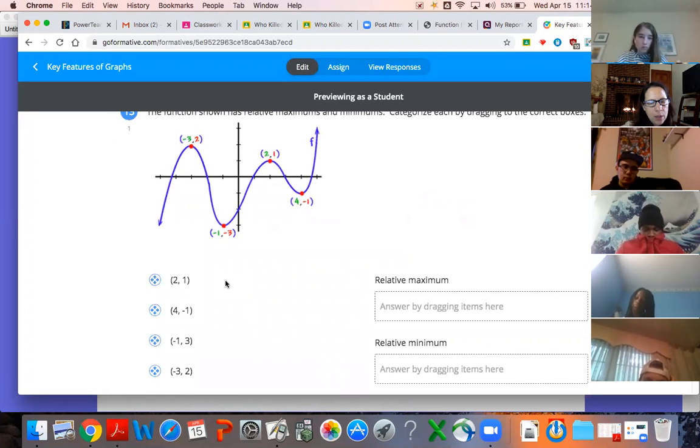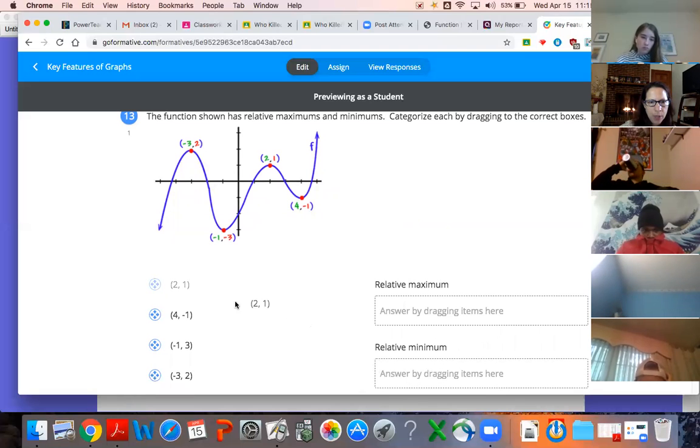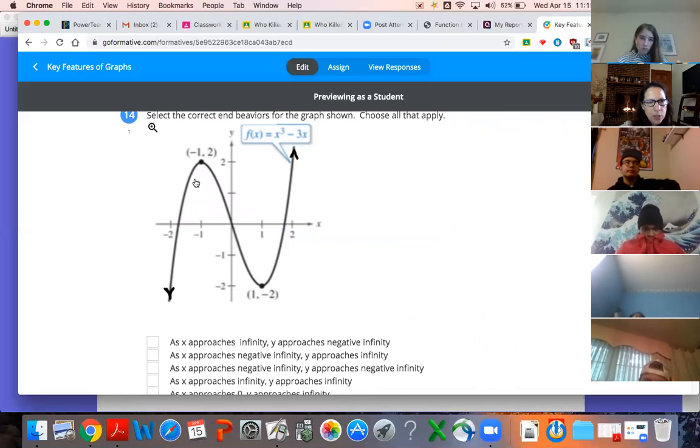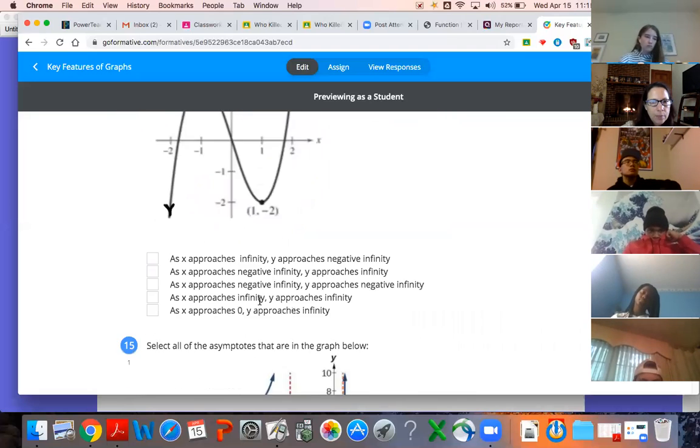Let me see what else. Okay, and then this one has relative max and mins. If it's a relative max, drag it to the relative max box. If it's a relative min, drag it to the relative min box. And you have to sort them all. Does that make sense? Okay. And then this one is just a select all. I think if you have an end behavior on one side and the other side, you should be checking two of these boxes, not one. You have to check two to get it correct.